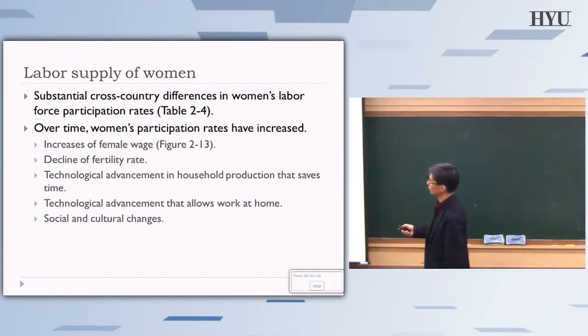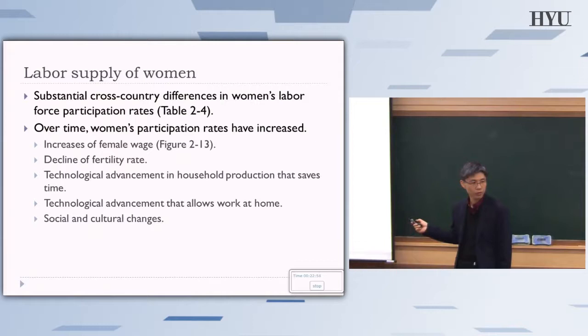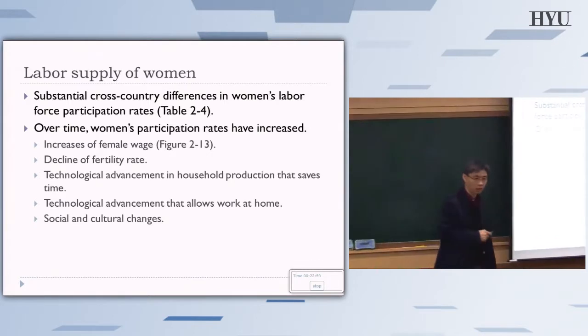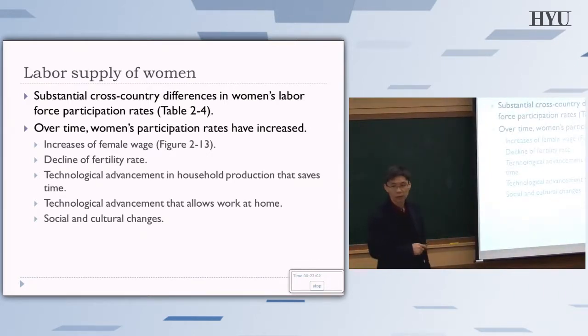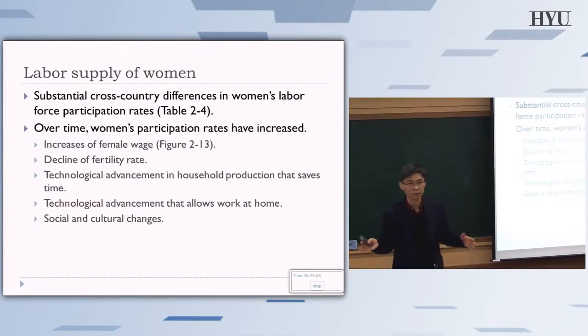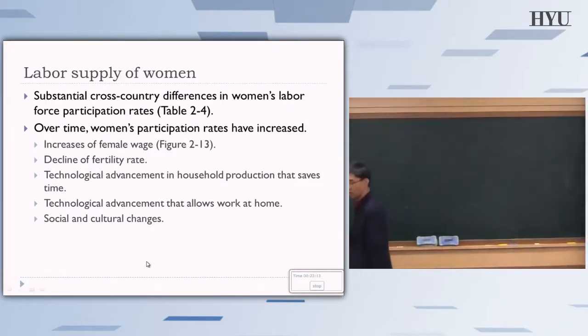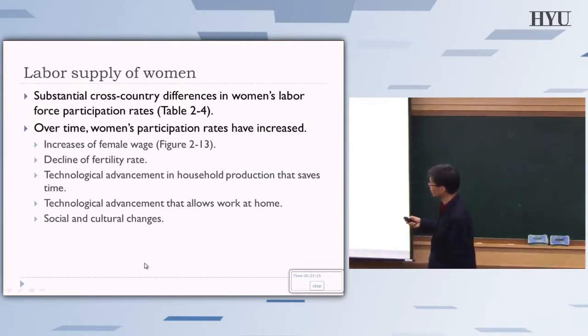Okay, another very important reason why women's participation rate has increased is the fertility rate, because raising a child is a huge thing for a family, and traditionally women dedicate more time to raising a child. So obviously, when you have lots of kids, it's difficult to find time to work other than raising children. But if you have a smaller number of children, then it's easier. Okay, so the decline of the fertility rate has been pointed out as a very important reason.